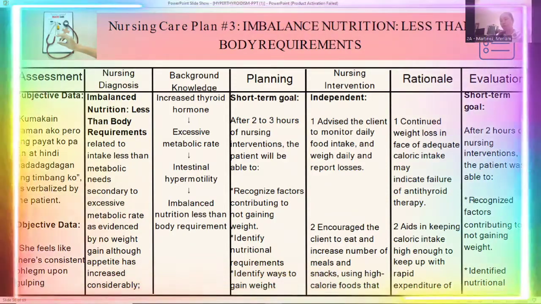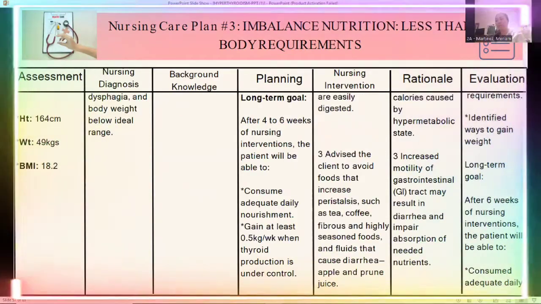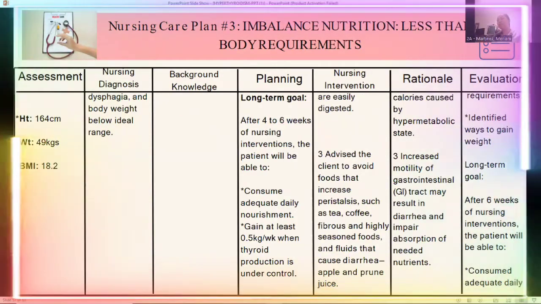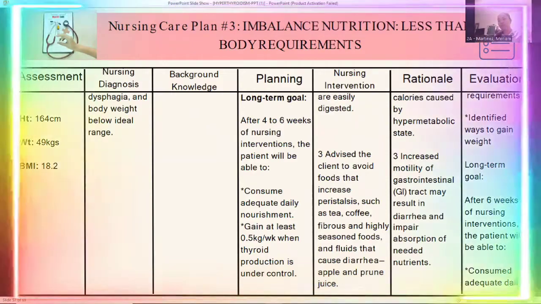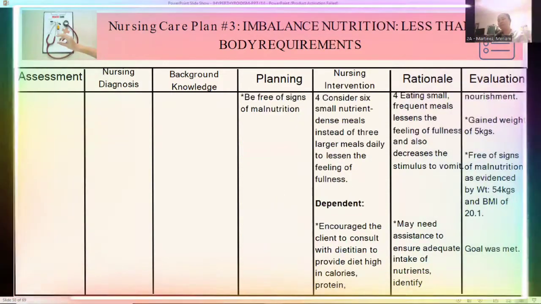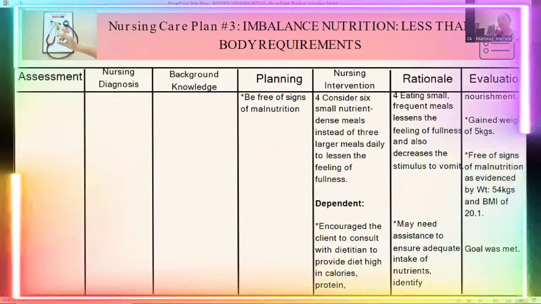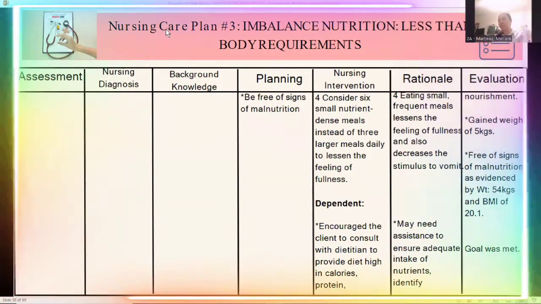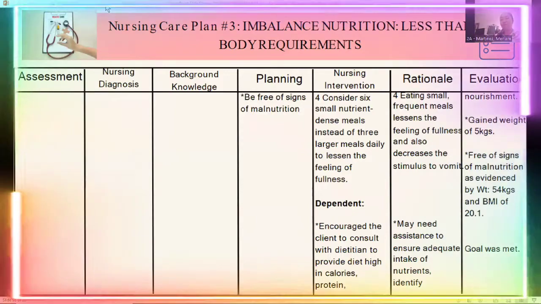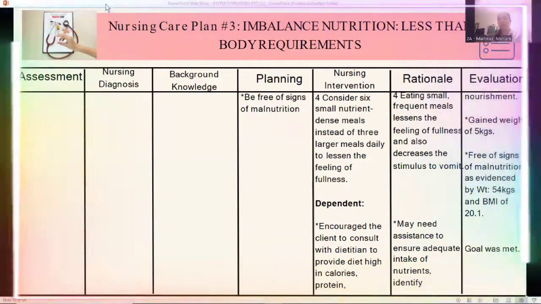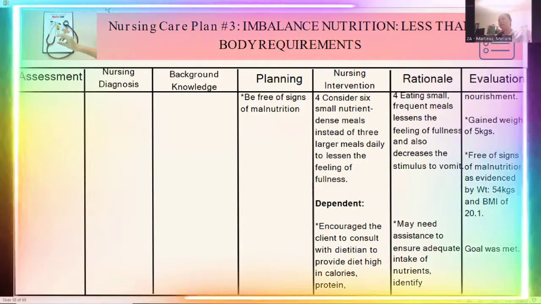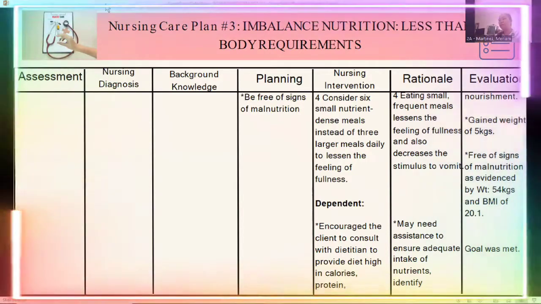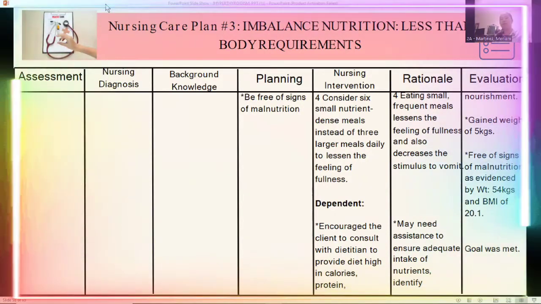And therefore, for the long-term goal, after 6 weeks of nursing interventions, the patient was able to consume adequate daily nourishment. And she also gained weight of 5 kilograms and is free of signs of malnutrition as evidenced by a weight of 54 kilograms and a BMI of 20.1. Therefore, the goal was met. For our discharge planning, here is Ms. Cabobos to continue.